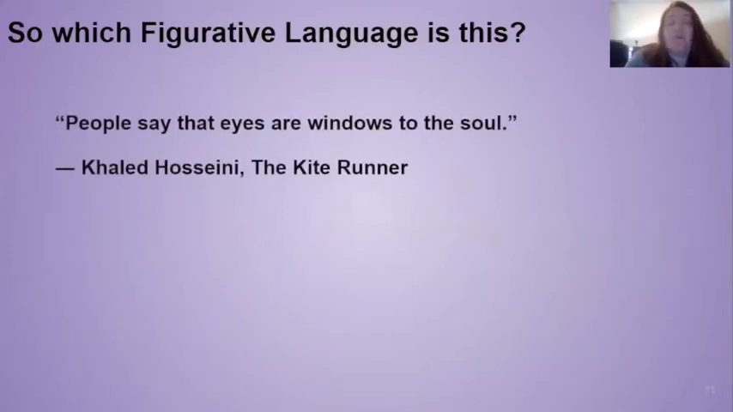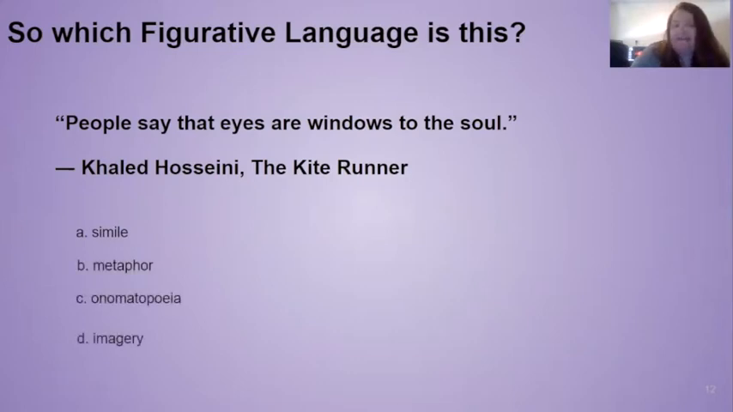People say that eyes are windows to the soul. This is from Khalid Hosseini's The Kite Runner, a fantastic book. Many of you will read this year. Is it a simile? Is it a metaphor? Is it onomatopoeia, or is it imagery?